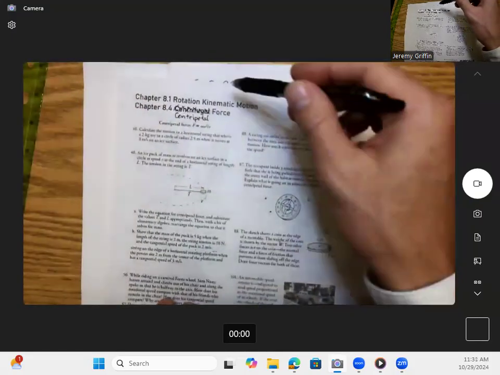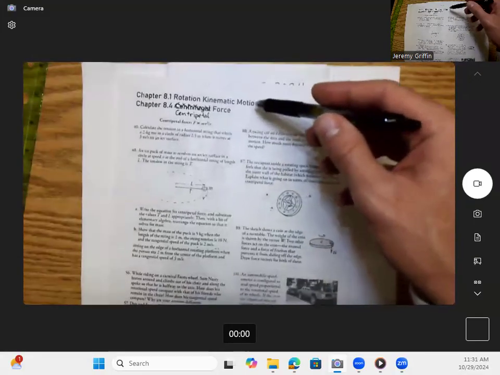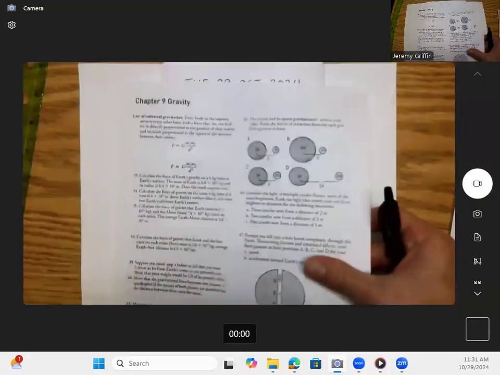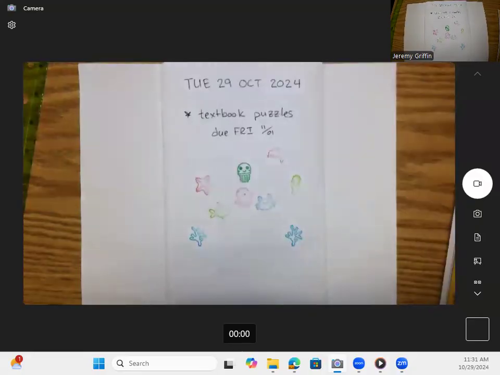So chapter 8, well, it's a couple of parts from chapter 8, but different textbooks have these laid out a little bit differently. So rotational kinematic motion and centripetal force. We got a bunch of questions here. And on the backside are chapter 9 gravity questions, which I think I'm probably going to save for tomorrow. You guys are mainly in conceptual class, so see exactly how that takes us out.